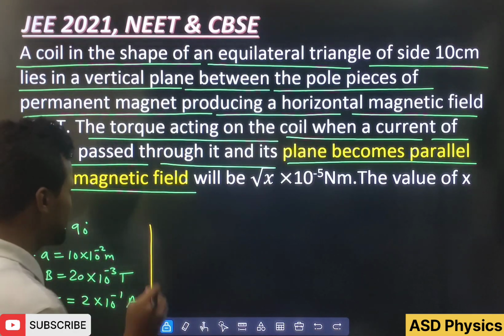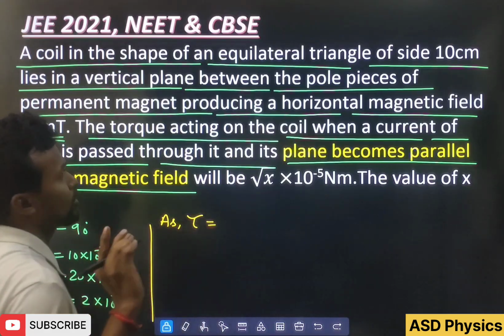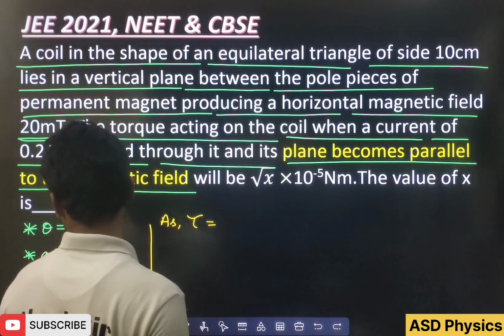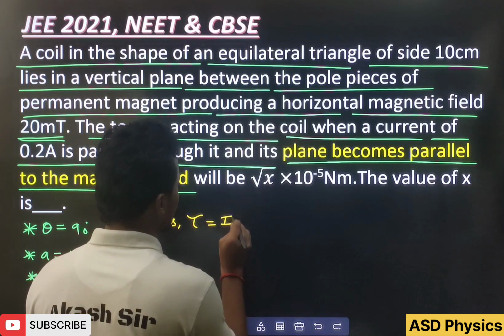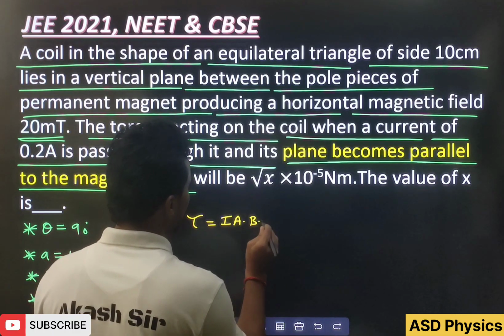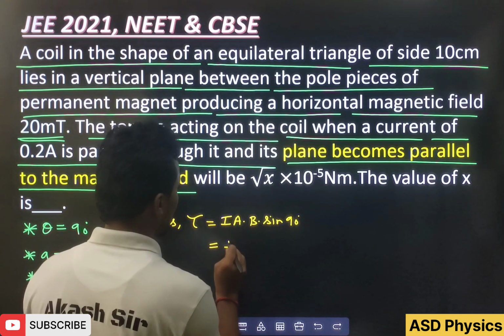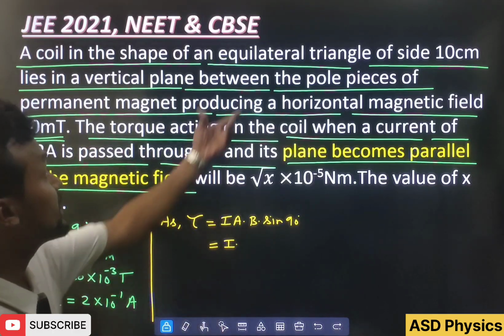Then the question is very easy. We know the torque formula; number of turns is not given, that means only one turn is there. So I can write torque equal to MB sin theta. Now what is M? M is I A into B into sin 90. Now current I, number of turns one only. Okay. Area of the equilateral triangle.